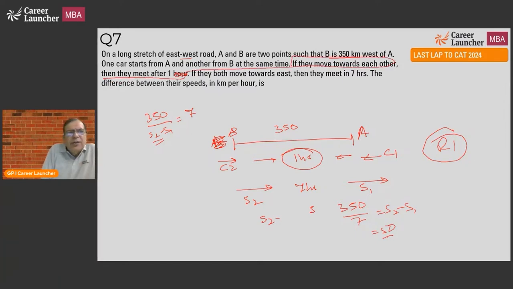If they move towards each other, then they will meet after 1 hour. This information is completely a waste. It's just been given to increase the length of the question. Which is why I would always say, don't worry about the length of the question. Read it completely and then decide what is to be done.